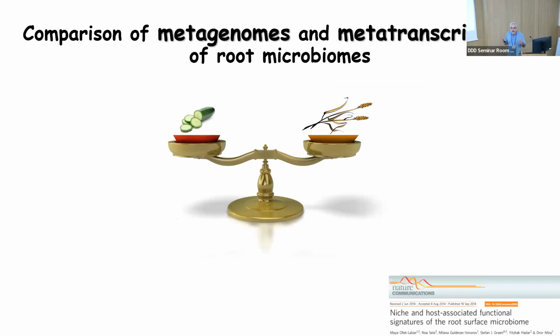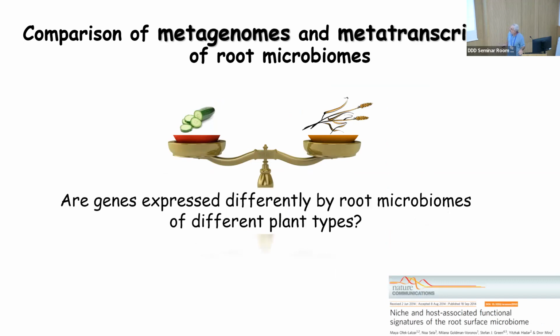and went on and tried to compare the composition, the metagenomics and metatranscriptomics of this community. So what are the genes that each community has on the different root systems, and what genes are actually expressed in the different communities, the different roots. The main question that I'm going to ask here is, are genes expressed differently in the root microbiomes of different plants? Remember, it's in exactly the same conditions at the same time.